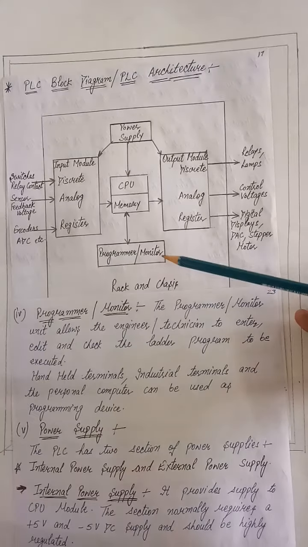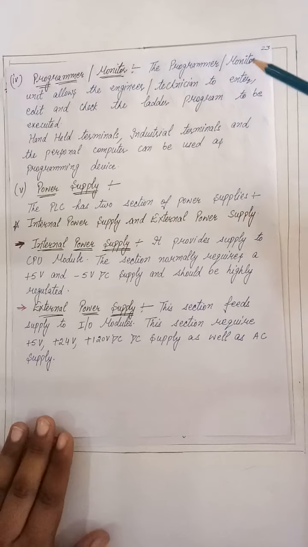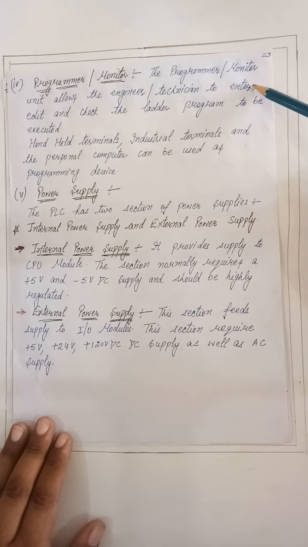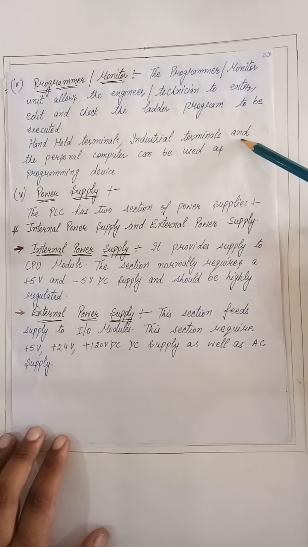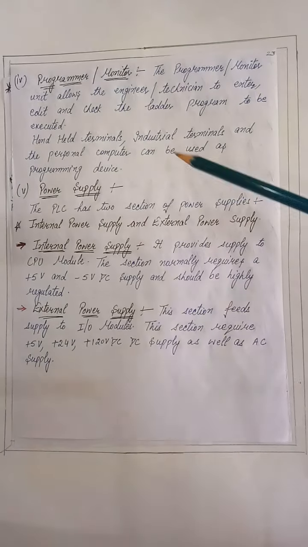Now our next block is the programmer and monitor. The programmer and monitor unit allows the engineer or technician to enter, edit, and check the ladder program to be executed. Handheld terminals, industrial terminals, and personal computers can be used as programming devices.